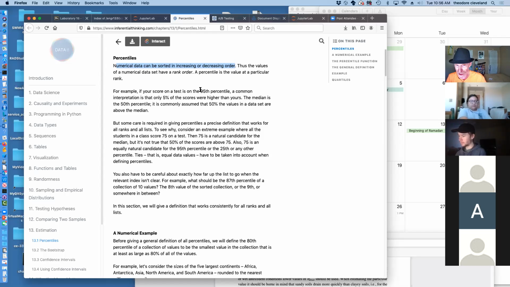But there's a bit of care required in giving percentiles the precise definition that works for all ranks and all lists. And the book goes on to explain why we have to be somewhat careful if we were writing our own scripting to calculate percentiles.